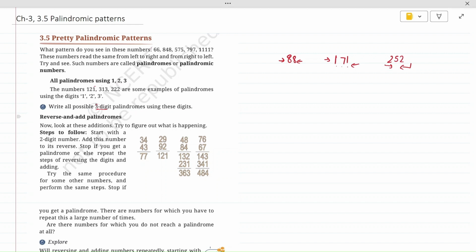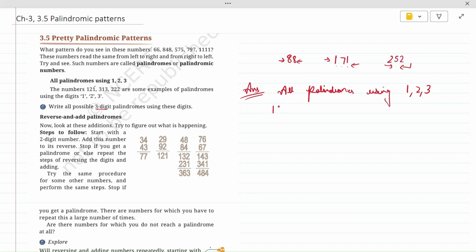So again, we are given the same digits 1, 2 and 3. And what we have to do is write down all the possible palindromes using 1, 2, 3. So, I'm writing the answer here. This is very easy. All palindromes using 1, 2 and 3. So, let's start with 1 first.